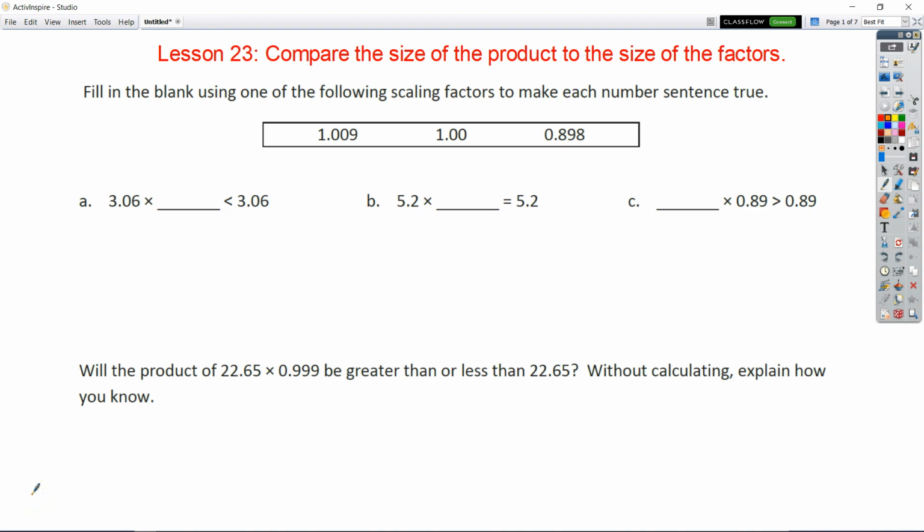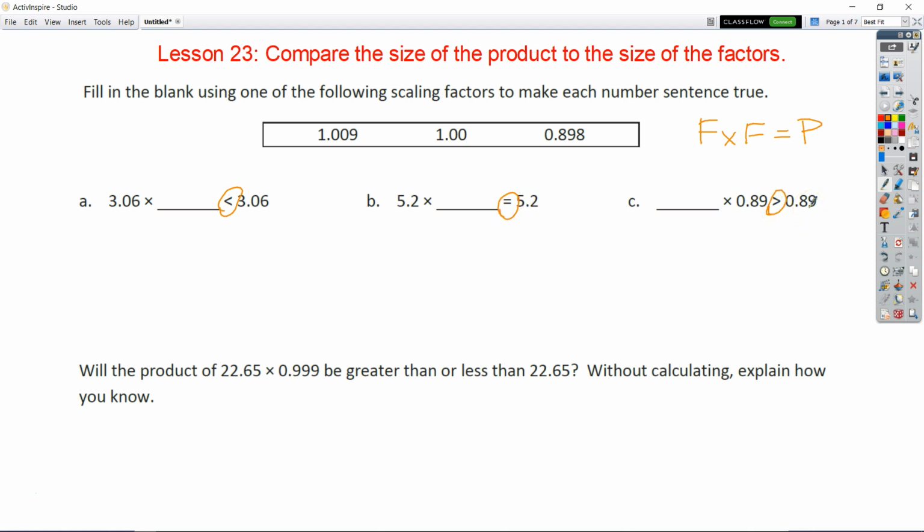Parents, before we get started with the homework review, we're going to look at our exit ticket from lesson 23. The objective for lesson 23 was to compare the size of the product to the size of the factor. We discussed in class that factor times factor equals product. In this case, we have inequality, so it's not always going to be equal. We have our less than, our equal sign, and our greater than.